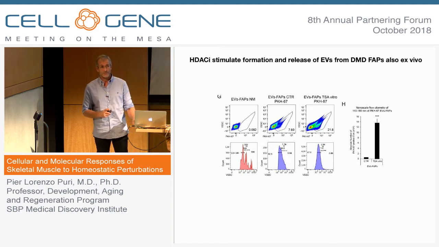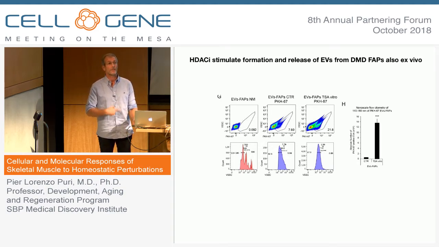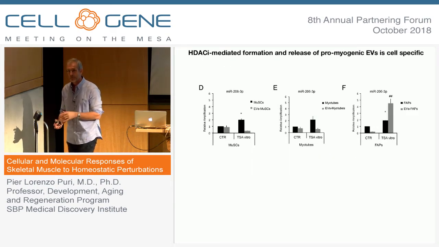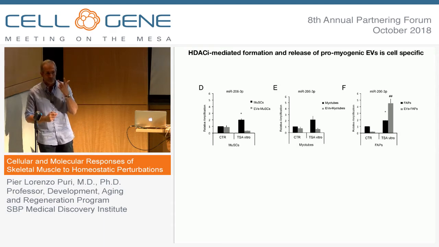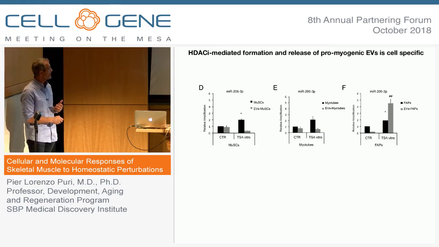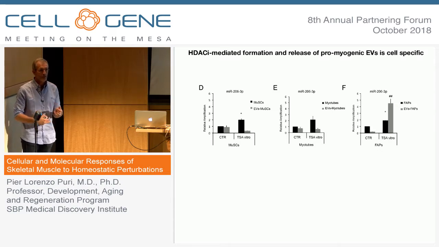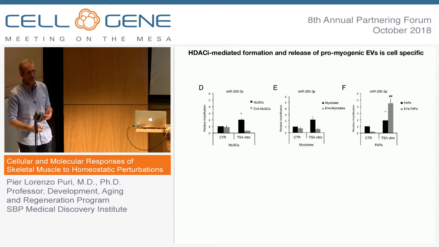And this is very interesting because we're talking about miR that can be induced in several cell types within the myogenic compartment. So the in vitro experiment allowed us to test the cell specificity. So we took the supernatant of 3 cell types that can be target of HDAC inhibitors within the context of muscle regeneration and muscular dystrophy. And we tested each of them, like muscle stem cells, the myotubes that derive from muscle stem cells, and the fibroadipogenic progenitors for the release of extracellular vesicles that are rich with miR-206.